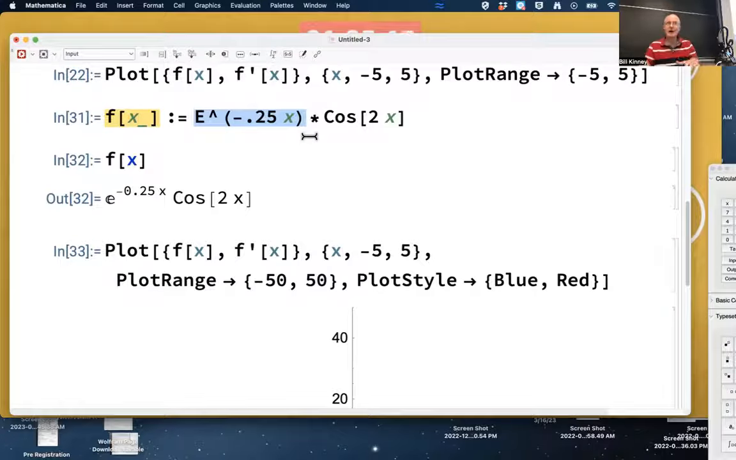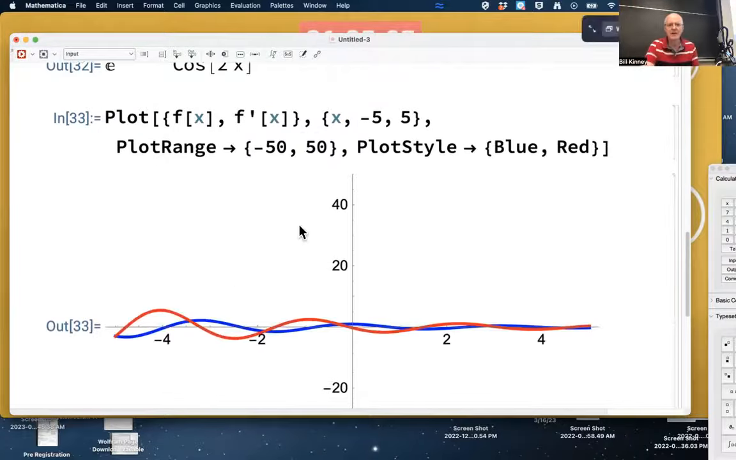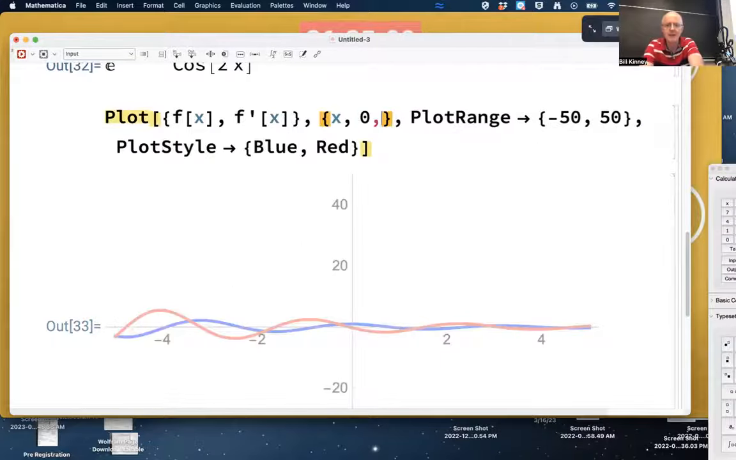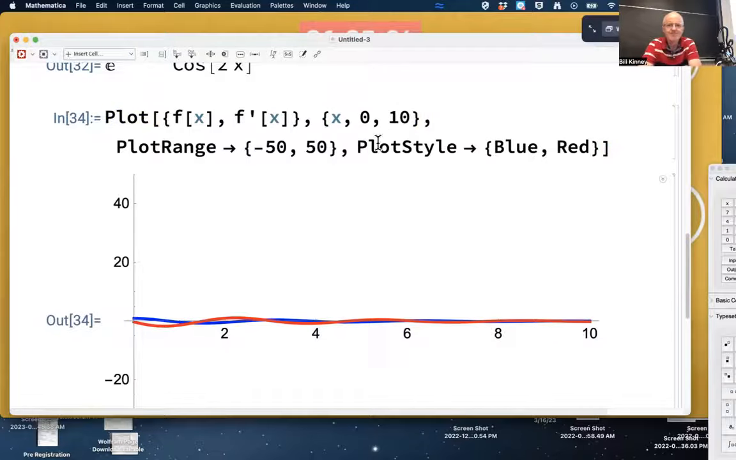And even if it was on top of ice, in a vacuum, there would still be internal friction from the spring that would cause the amplitude of the oscillation to get smaller and smaller. And that's what we're seeing with the blue graph. Let's change this to being, say, 0 to 10 now. Change the plot range to something smaller.